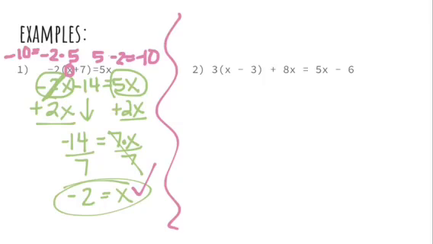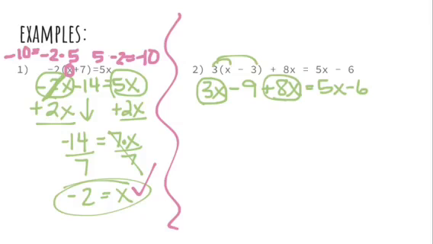The next example. I'm going to go ahead and simplify. That is my first step. So I'm going to simplify and do 3 times x minus 9 plus 8x equals 5x minus 6. I've distributed, and next on my list is to combine like terms. 3x plus 8x is 11x. Bring down my minus 9 and my 5x minus 6.